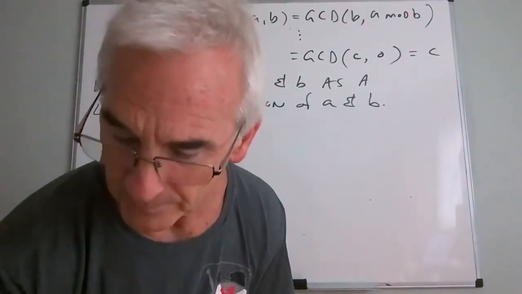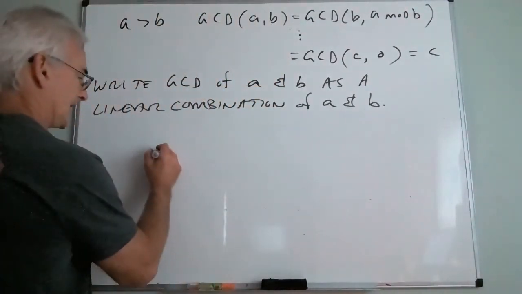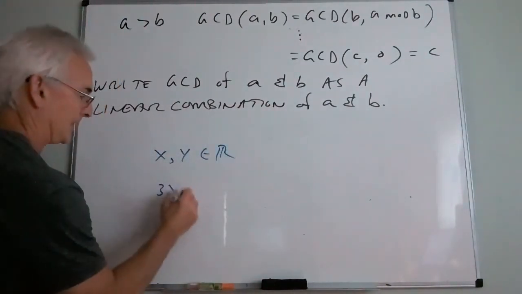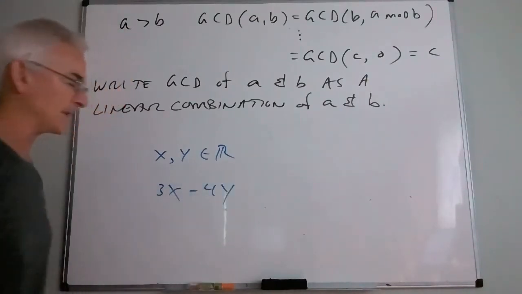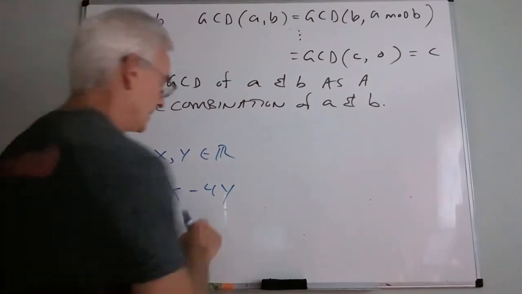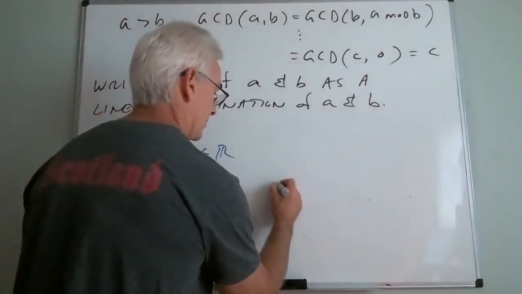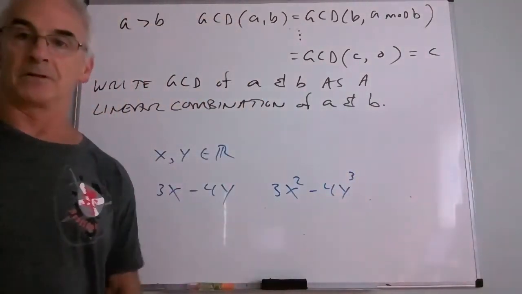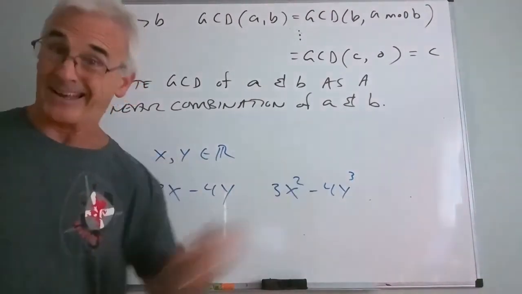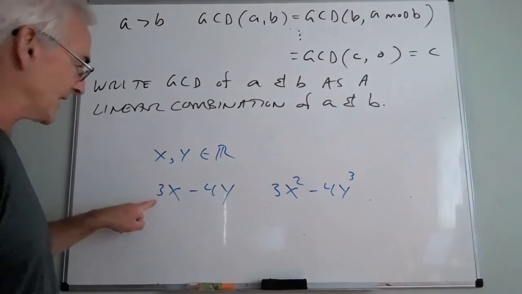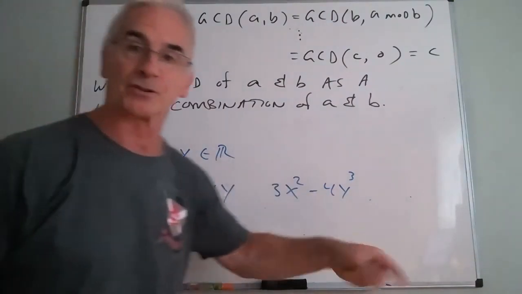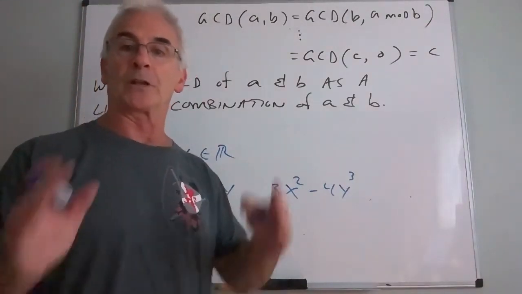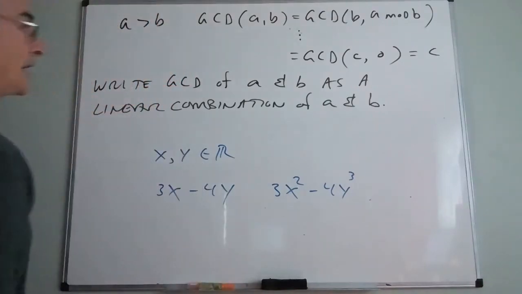So for example, if X and Y are just 2 real numbers, then 3X minus 4Y is a linear combination of X and Y. 3X squared minus 4Y cubed is not a linear combination. Think of linear as in line, quite literally. I can only take scalar multiples. I can't have exponents, I can't have functions, I can't have square roots, I can't have quotients and so on. So when we say linear combination, we're looking for coefficients. I'm trying to figure out the coefficients.